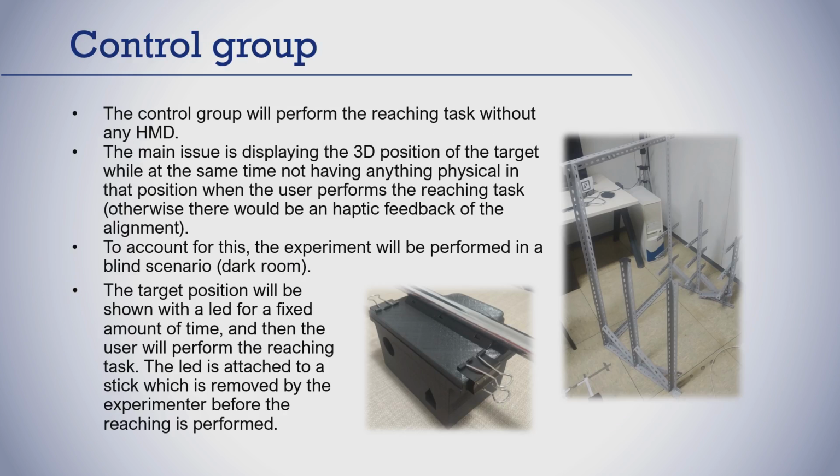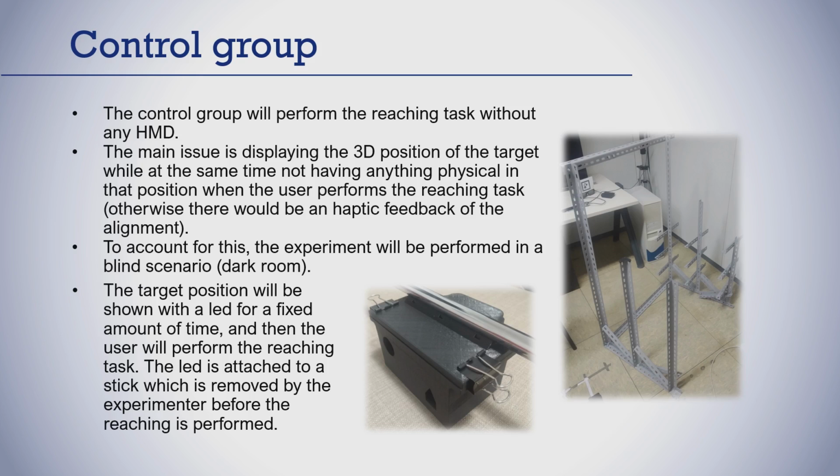The problem about having a control group is that you have to display a 3D position in the space, which is the target for the reaching trial. However, you cannot leave anything physical in the target position, because otherwise you simply touch the position and you have the material feedback that you actually reached the target position. So to account for this, we are going to do the experiments in a blind situation.